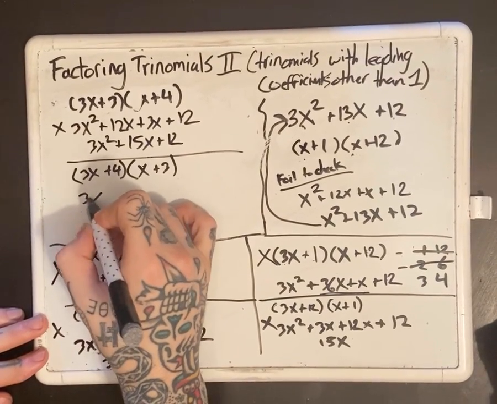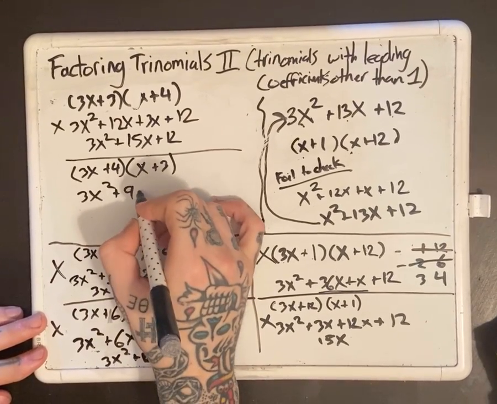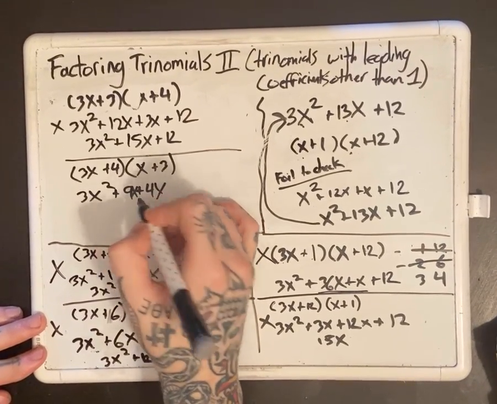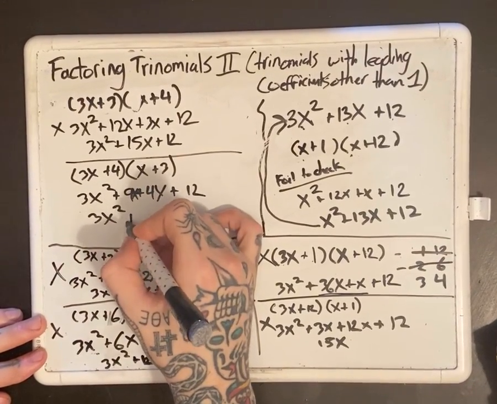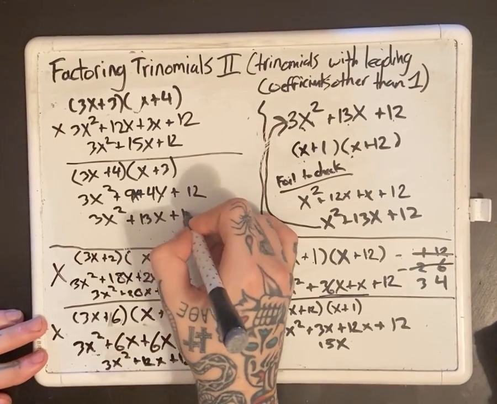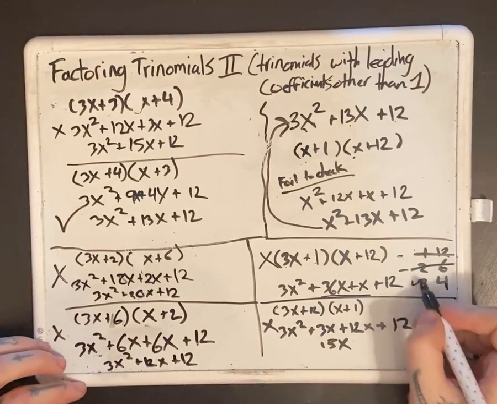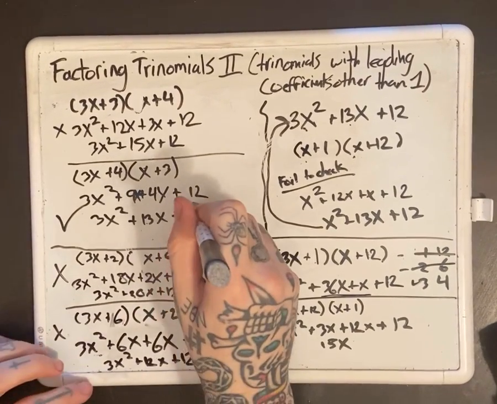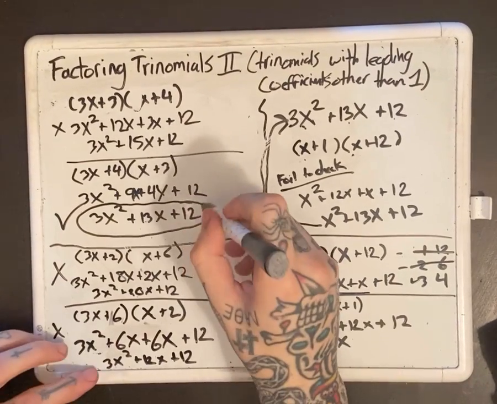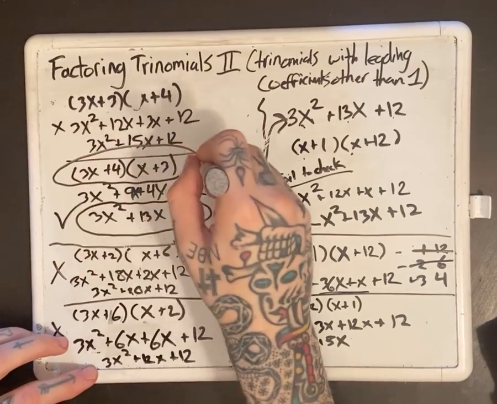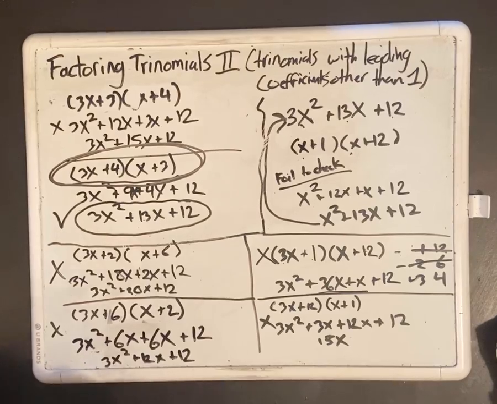So we're going to get 3x squared plus 9x plus 4x plus 12. Look at that. So we finally got it. 3x squared plus 13x plus 12. All right, so we finally got our answer here. Well, actually, that's just checking. So this is the answer. This is the answer. 3x plus 4, x plus 3.